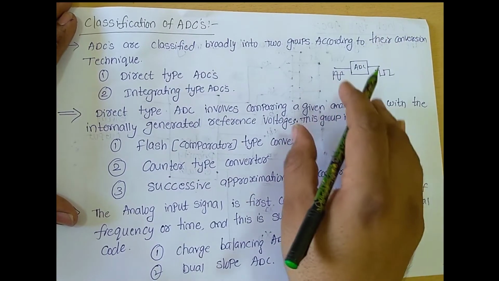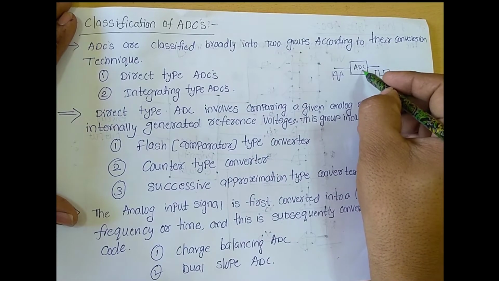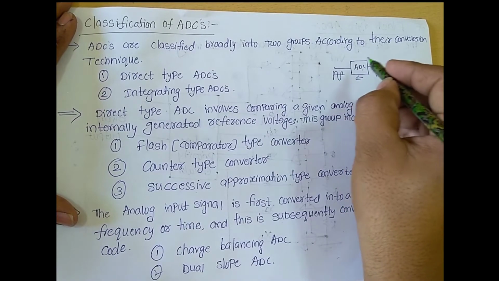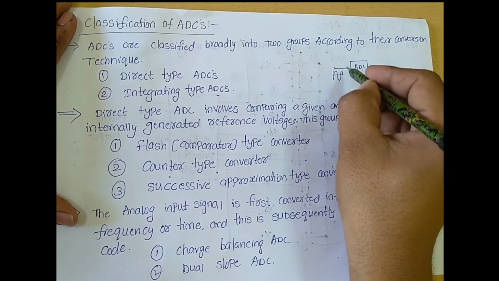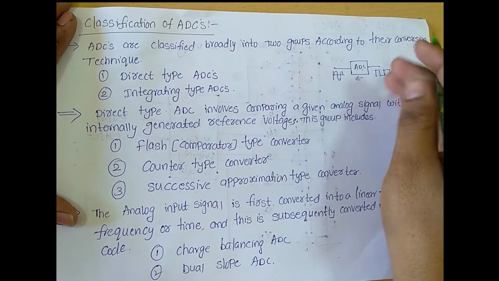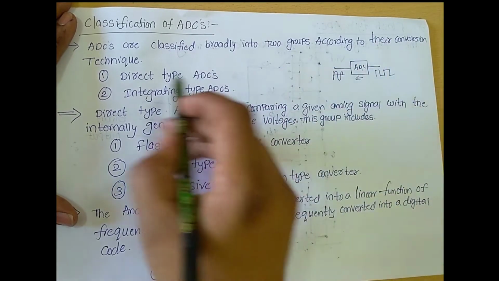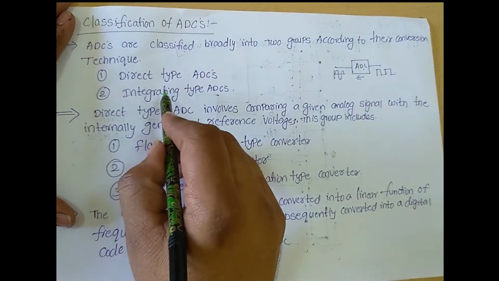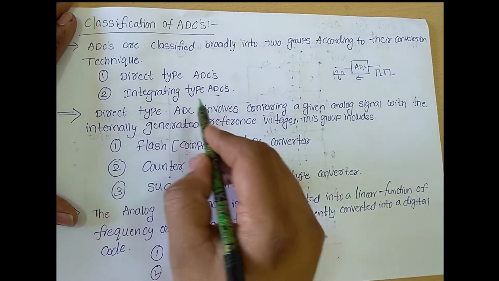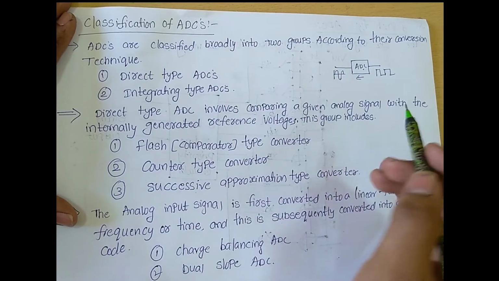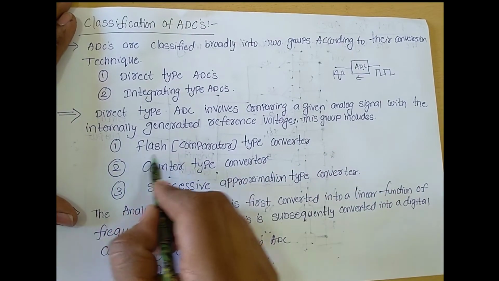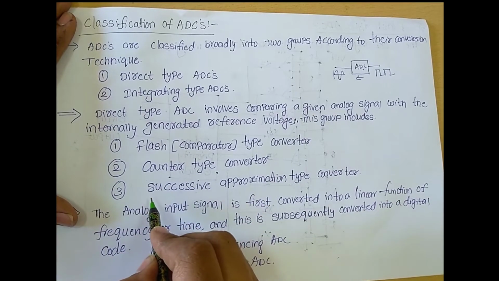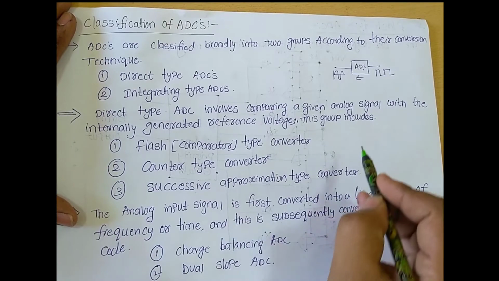But in this process, the circuit internally generates another analog signal, a reference voltage signal. It compares these two signals and provides the output. This conversion technique is called the direct type analog to digital converter. In the direct type, we discuss the following groups: the first is the flash type converter, the second is the counter type converter, and the third is the successive approximation type converter.